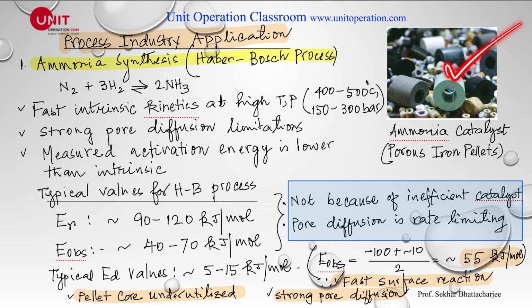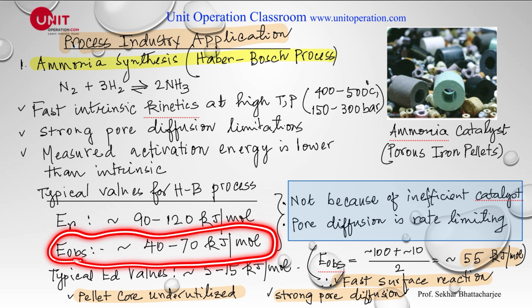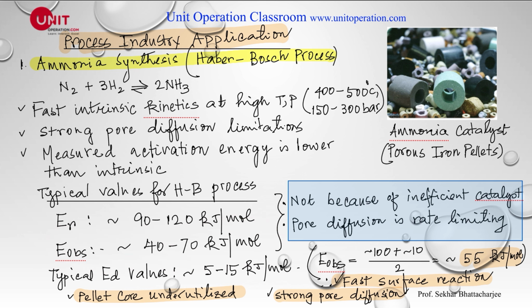So this is a typical ammonia catalyst, iron pellets. Typical value of E_R, true kinetics, we say is around the range of 90 to 120 kilojoule per mole. Typical activation energy for the diffusion process is around 5 to kilojoule per mole, and the E observed is in the range of 40 to 70 kilojoule per mole. So there you can see that the observed kinetics is slower than the true kinetics. That is not because of an inefficient design of the catalyst, that's the pore diffusion. If you want to make it faster, then the design of the catalyst should be stressed upon.